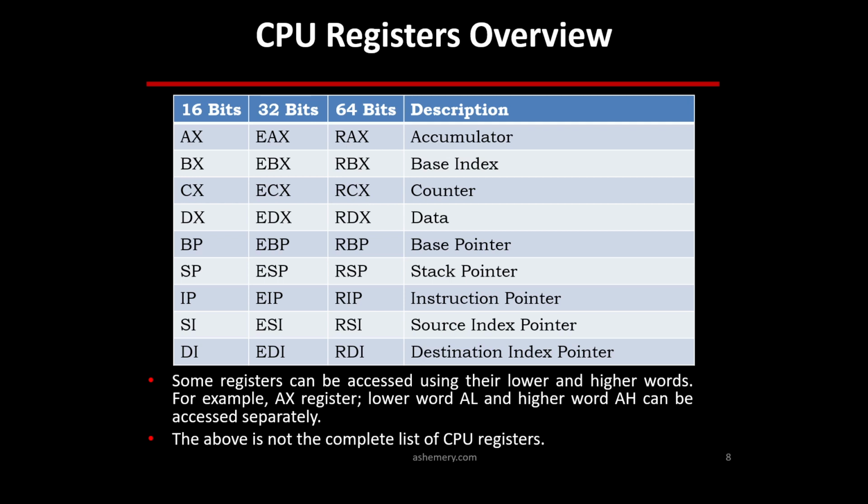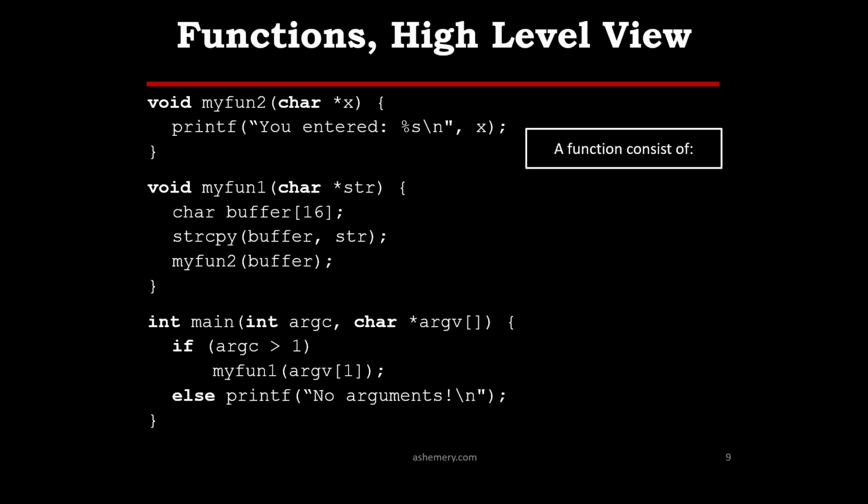Okay. Now these are again not the complete list of registers. Again, like 64-bit has more than this, but these are just an example. Now functions, a high-level view.